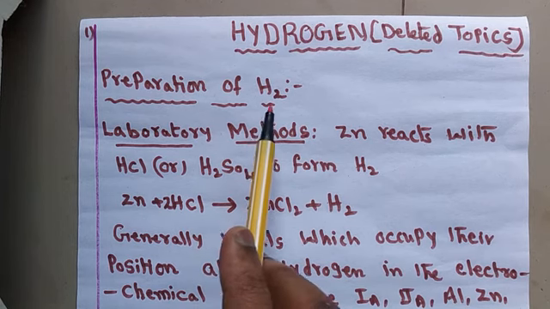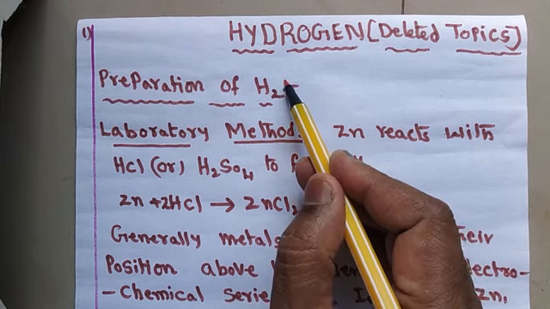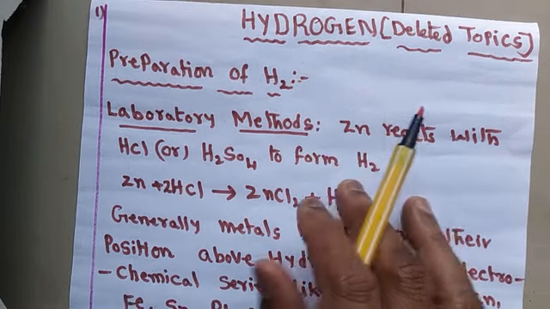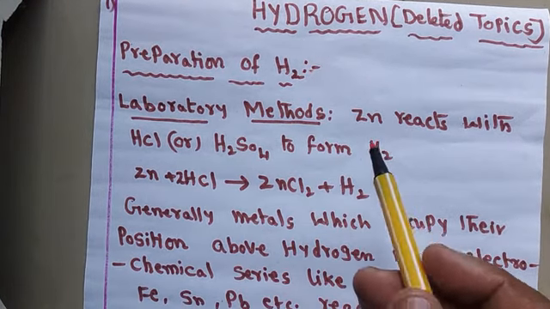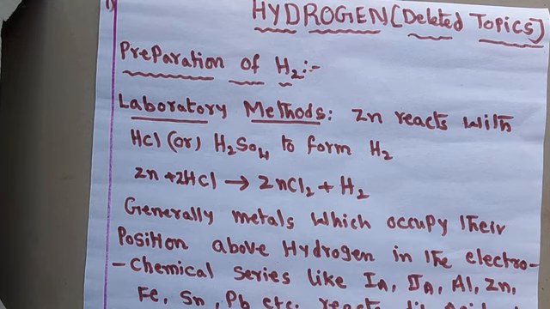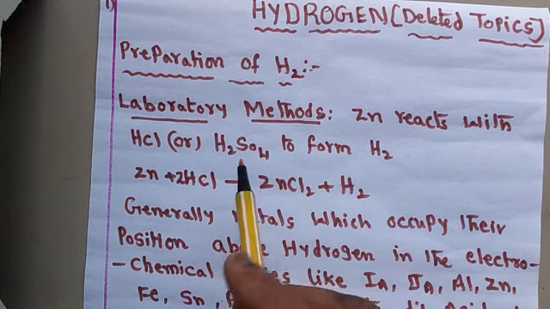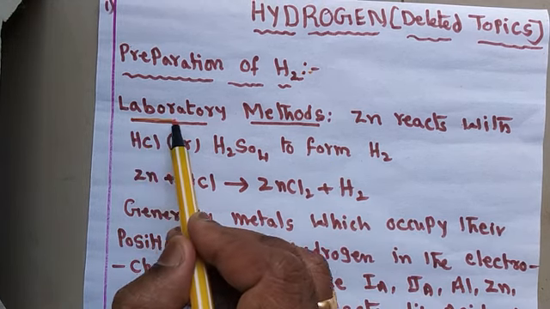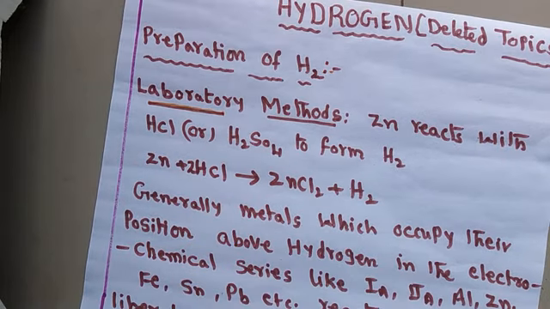So how is hydrogen prepared? Hydrogen is prepared by either laboratory methods or commercial methods. Today we are going to discuss the laboratory methods.